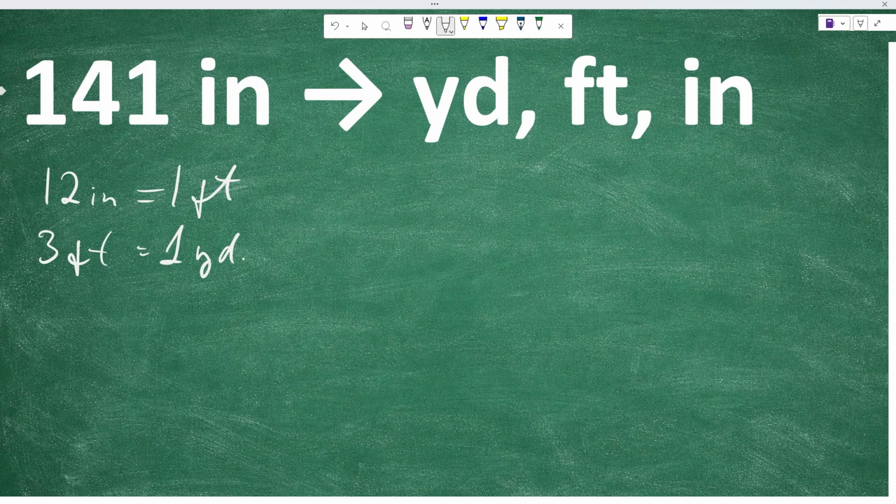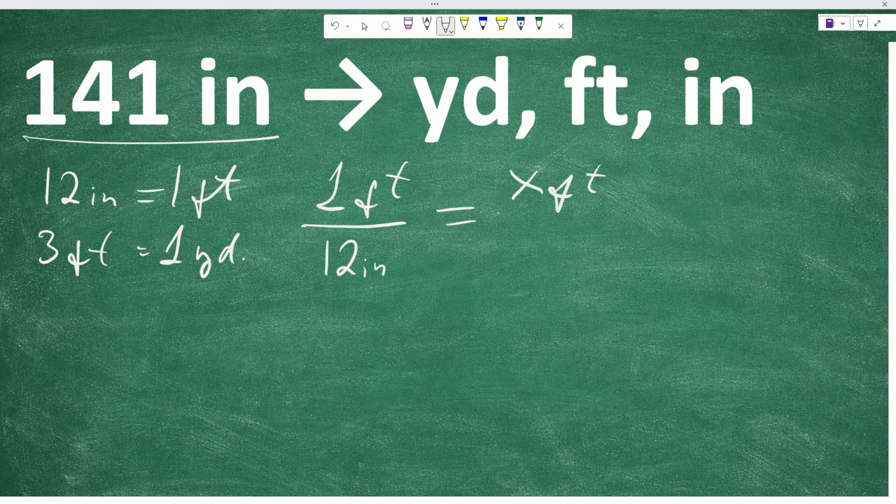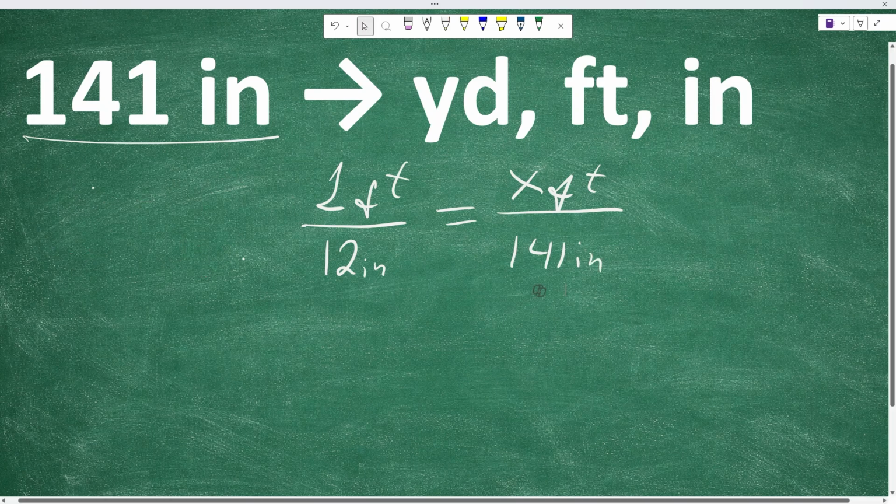We have 141 inches. And our first goal is to figure out how many whole feet that is. We set our proportion based on our known facts. 1 foot over 12 inches equals an unknown number of feet, let's call it x feet, over 141 inches. Now, notice I am writing the standard abbreviations, feet and inches. Treat those letters exactly like numbers. Let's cross-multiply to solve for x.